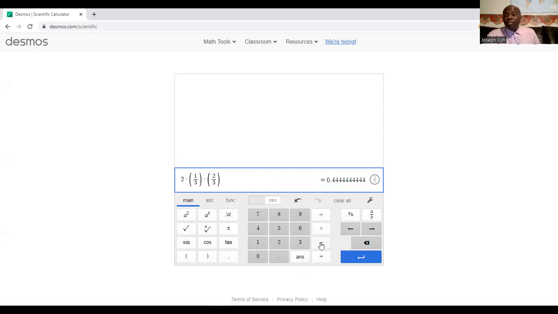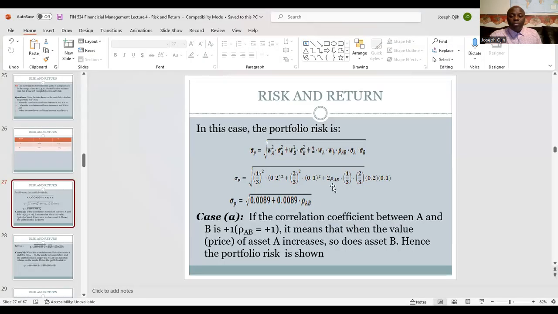Times 0.2. We still have the 20% and 10%. So I have times 0.2 times 0.1, say 0.00888. So the same thing we have. I'm going to stop at the fourth decimal place, which is 0.0089. That's it right here. But we don't have the value for AB, so we leave it the way it is.